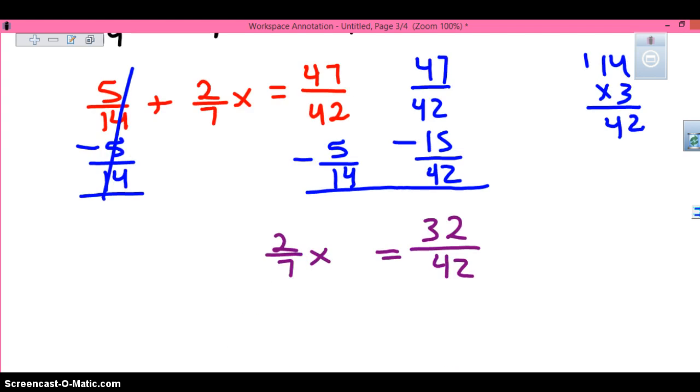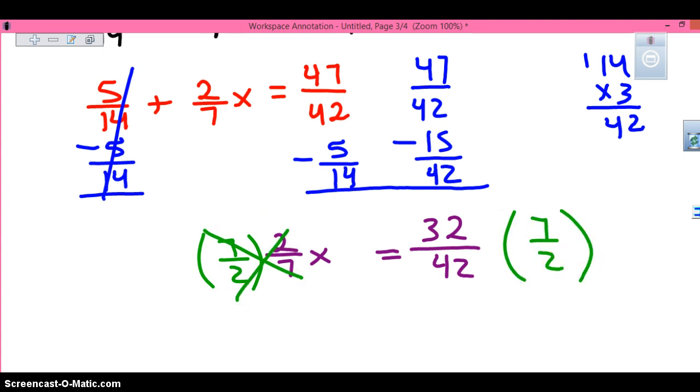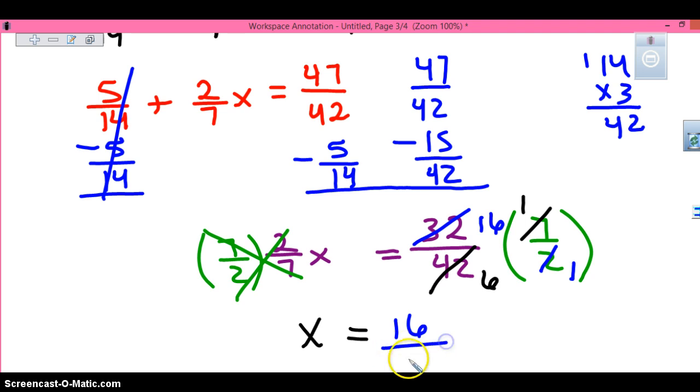Now we have to multiply times the reciprocal. What you do to one side, you do to the other. So x is equal to, we have to cross cancel here. 7 goes into 7 once, 7 goes into 42 6 times. 2 goes into 2 once, and 2 goes into 32 16 times. 1 times 16 is 16, and 6 times 1 is 6.